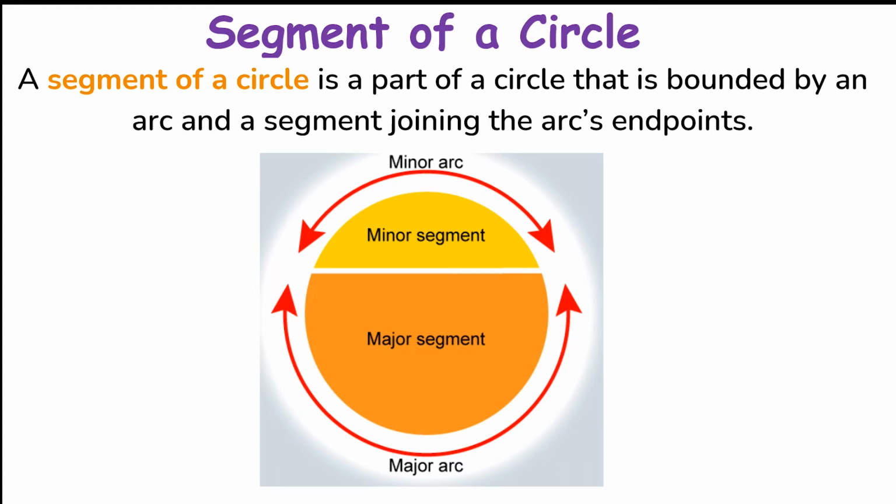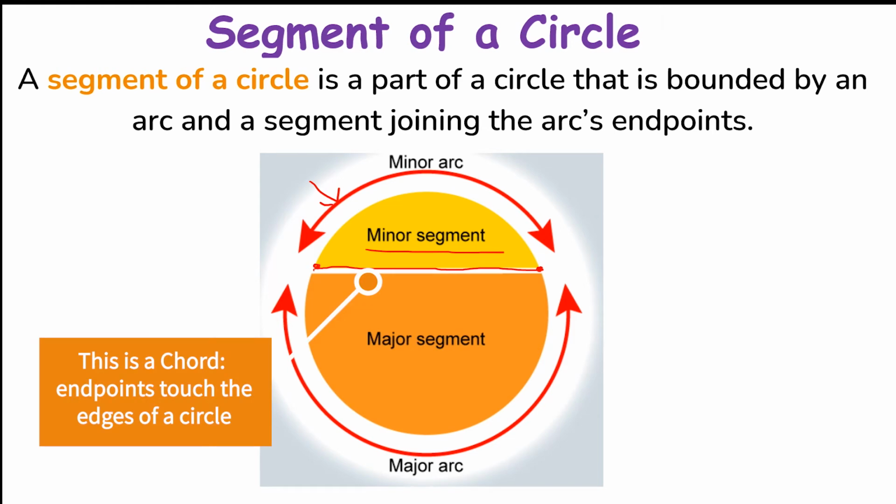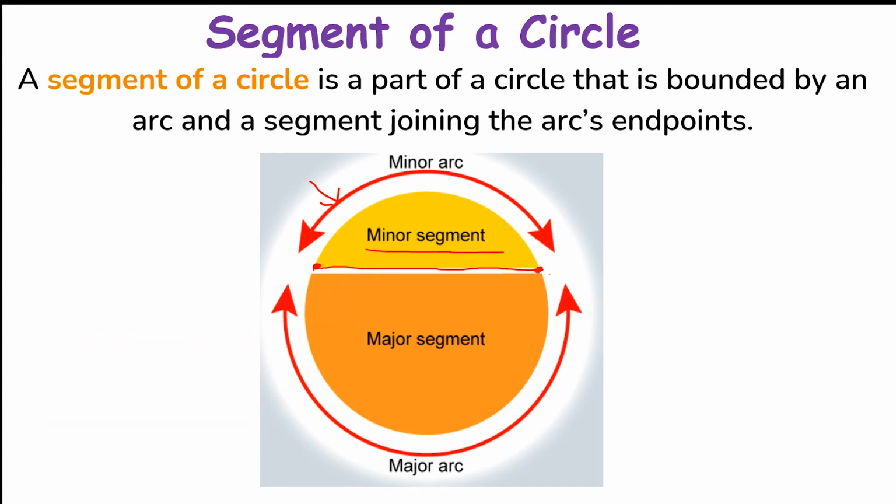A segment of a circle is a part of a circle that is bound by an arc and a segment joining the arc's endpoints. And so we have two examples here, one of a minor segment and a major segment. As you can see, the minor arc here creates a minor segment, and a major arc creates a major segment. And of course, the line here, the segment with the endpoints. So this segment of the circle is bound by the segment of these two endpoints as well as the arc.